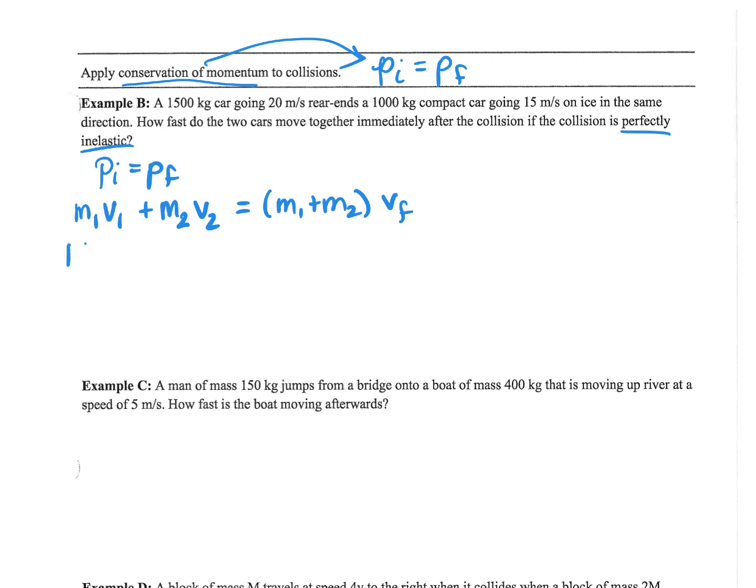So the initial mass is 1,500 going at 20. The 1,000 is going at 15. Now here's where I have to pay attention. What do we know? Same direction. What would I have to take into account if, say, one had been going this way and the other had been going the other way? One velocity would be positive and the other velocity would have to be negative, just like with our cars. One would be positive, the other would be negative, okay? But they're both in the same direction, so they're both positive. Equals mass 1 plus mass 2 times the final velocity. Y'all find the final velocity for me.